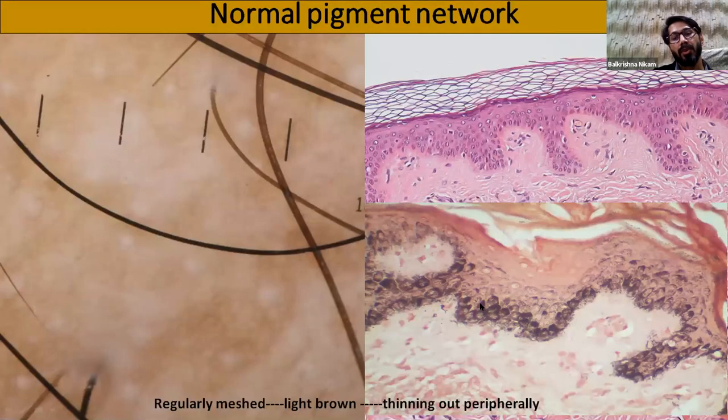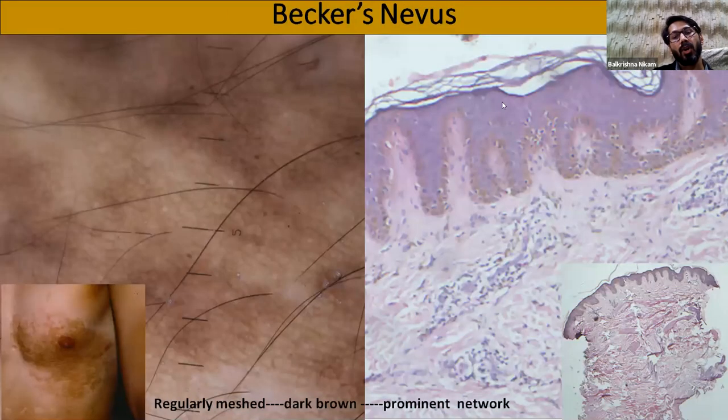So this is a typical pigment network. You can see this Fontana-Masson stain, and this is a normal H and E. And this is a typical pigment network which is thinning out peripherally. And in Becker's nevus, you see regular hyperplasia of the rete ridges with increased pigmentation and increased stacking of pigmented keratinocytes in the rete ridges. This will give thickening of the pigment network with regular mesh. So it becomes very dark brown in Becker's.